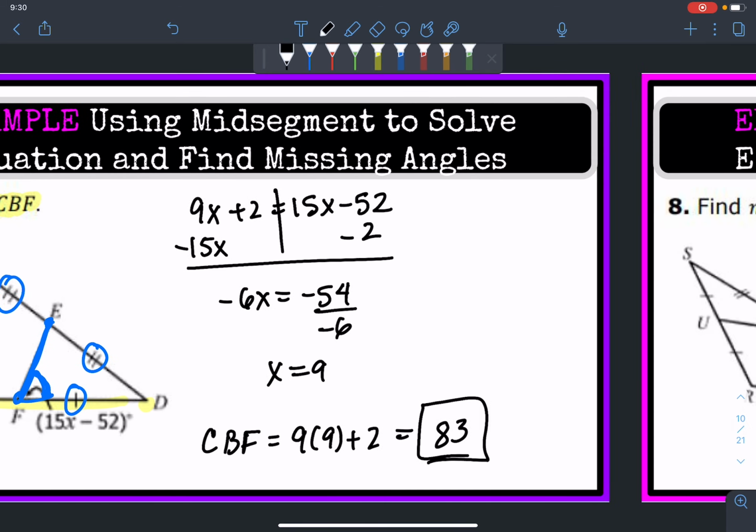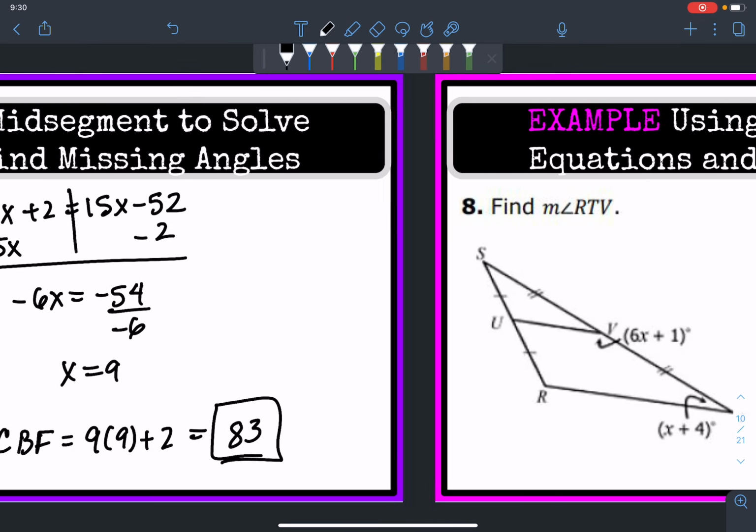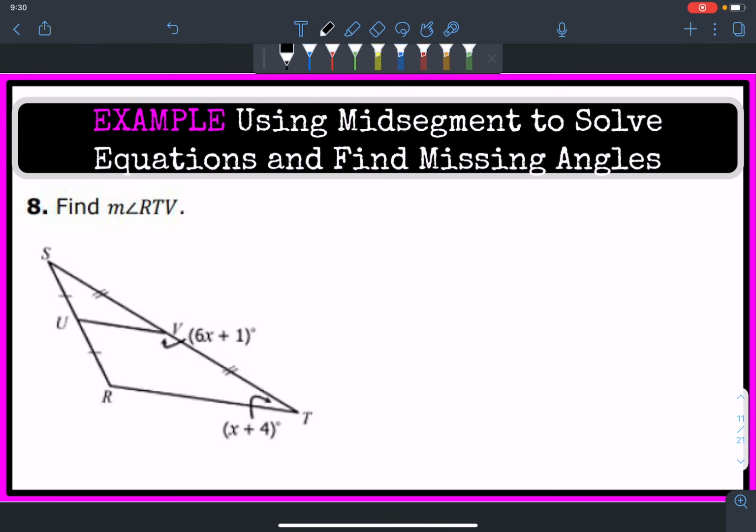Let's look now at our eighth and final example. Now again, as I explained on previous examples, they don't tell us that U and V are mid-segments, but we can tell again, since U is in the middle, because this segment is equal to this segment as indicated by this, and the same thing on the right side. Those two segments from S to V and V to T are congruent. So U and V are in the middle.